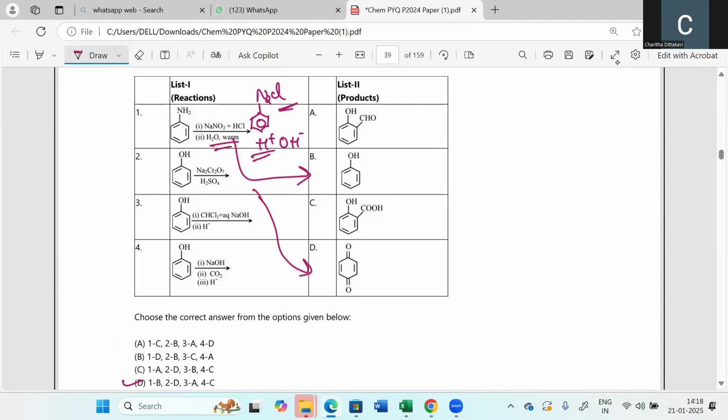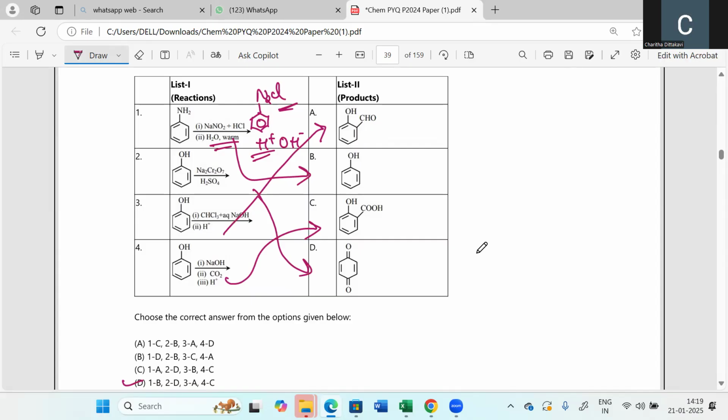And CHCl3 with aqueous NaOH, we have already done this. Phenol with this Reimer-Tiemann reaction will give you salicylic aldehyde, right? So 3 with A. Then phenol with NaOH and all, salicylic NaOH के साथ तो definitely your CO2 के साथ you will get phenol with carboxylic acid group. That will be your salicylic acid group बन जाएगा. So that is how it is.